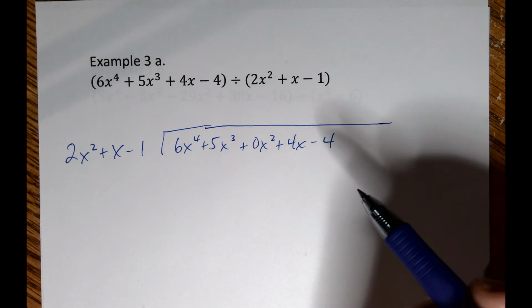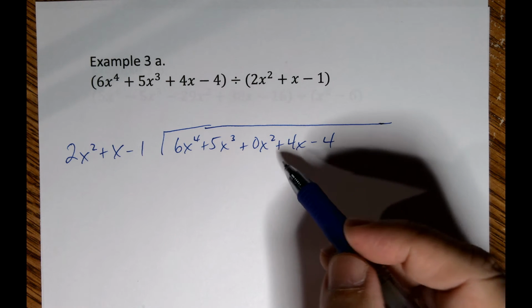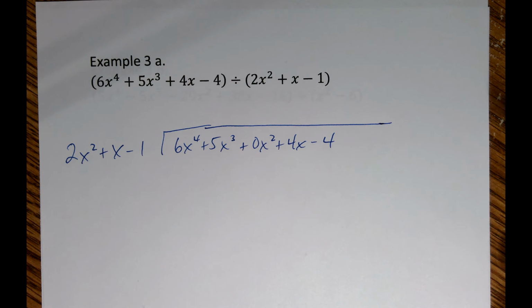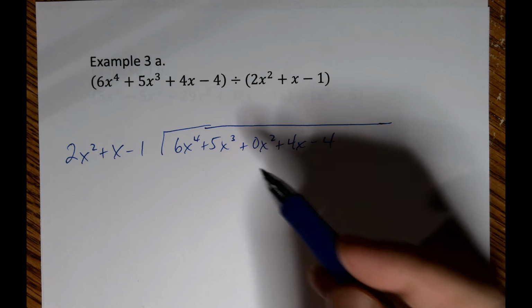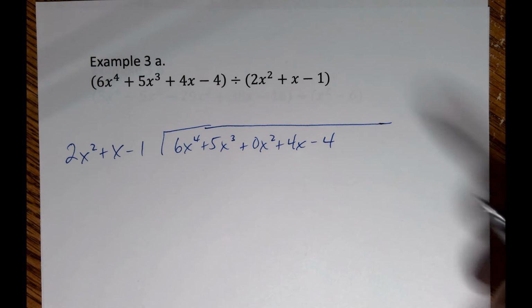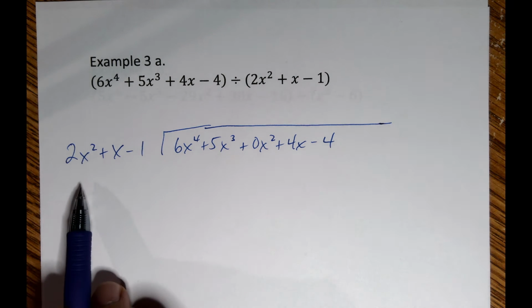Mathematically, you don't have to put the 0x squared. The reason why we put the 0x squared is to help keep us organized. What happens is if we leave out this term, people get lost. So we use this to help people stay in line. All right, so we'll do it like we did last time.